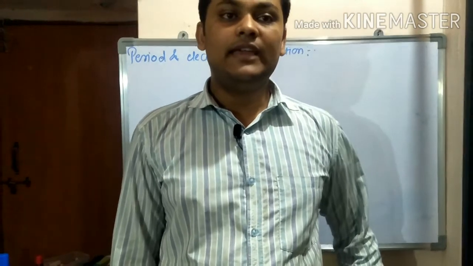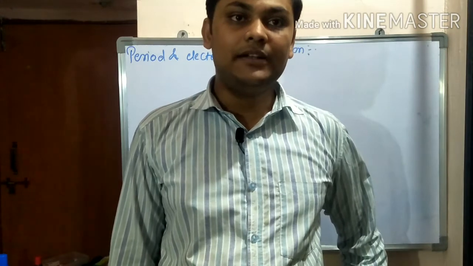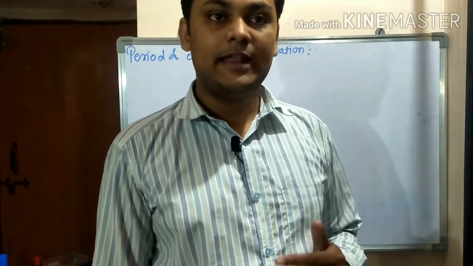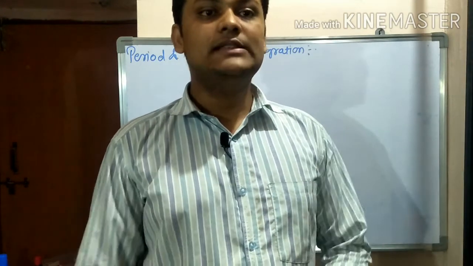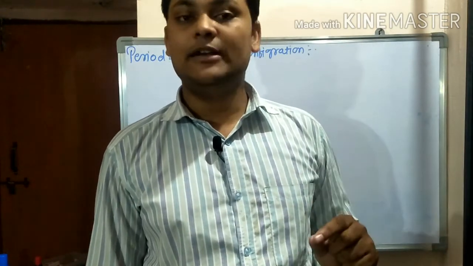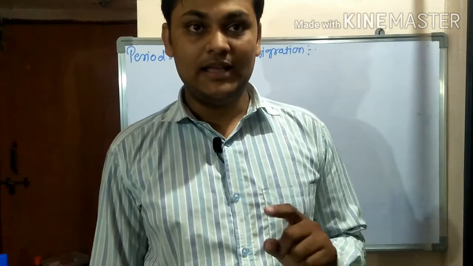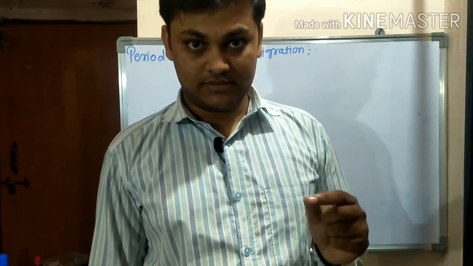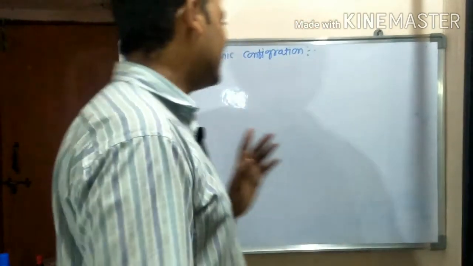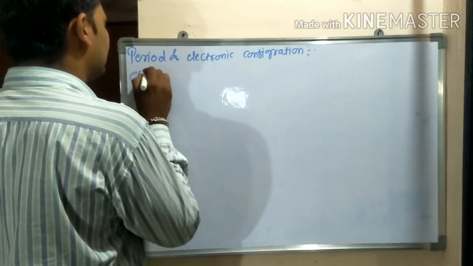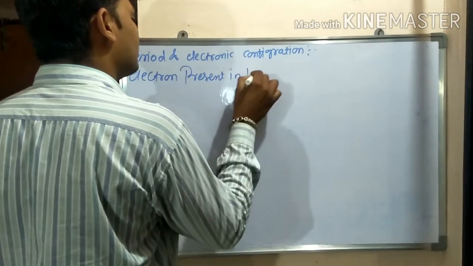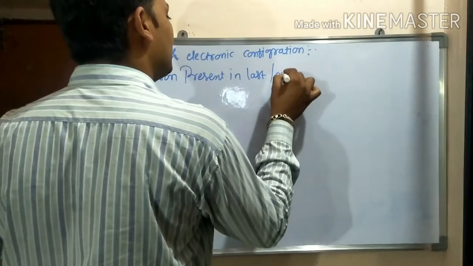Now we can see that some elements in the same group have the same number of valence electrons. As we can see in the chart, hydrogen and lithium have the same valence electron, that is 1, in the last shell of the electronic configuration. What is meant by valence electron? The electron present in the last or outermost orbit.